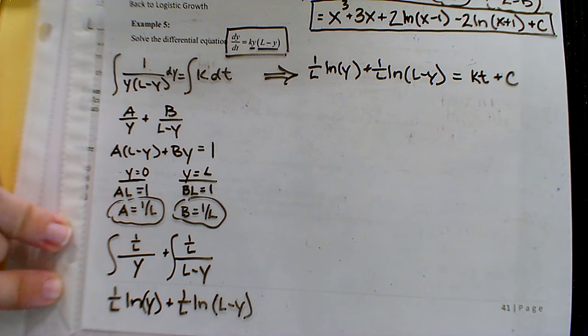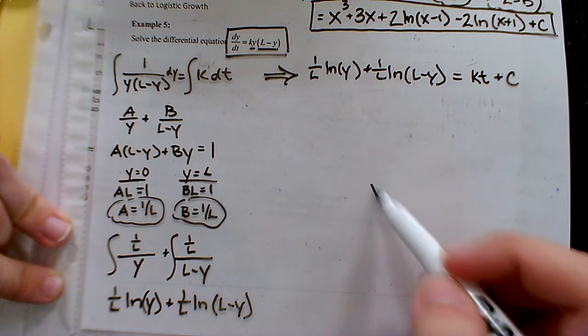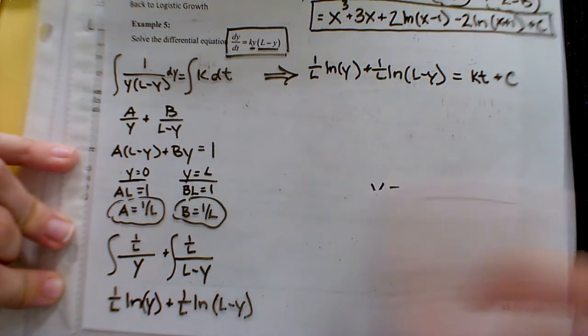Okay. So we separated the variables. We found the antiderivatives. We do not have a point that we're going to plug in to figure out what c is. So our ending equation is still going to have a c in it. Our goal, though, is to figure out what y is. We want y equals something. This is where it's going to get good.